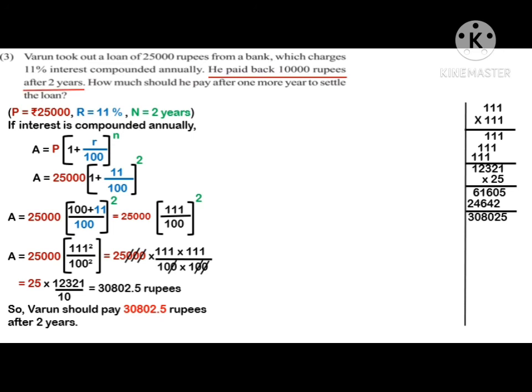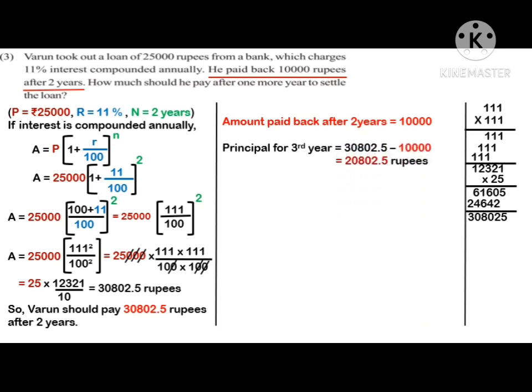See the question again. He paid back 10,000 rupees after 2 years. So let us write amount paid back after 2 years equal to 10,000 rupees, and principal for third year equal to 30,802.5 minus 10,000 rupees, which is equal to 20,802.5 rupees. Amount at the end of third year equal to, again find the compound interest for 1 more year. Write the formula first.